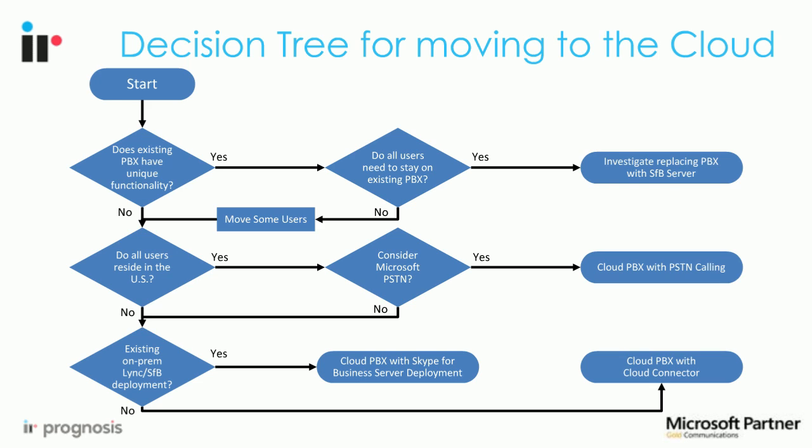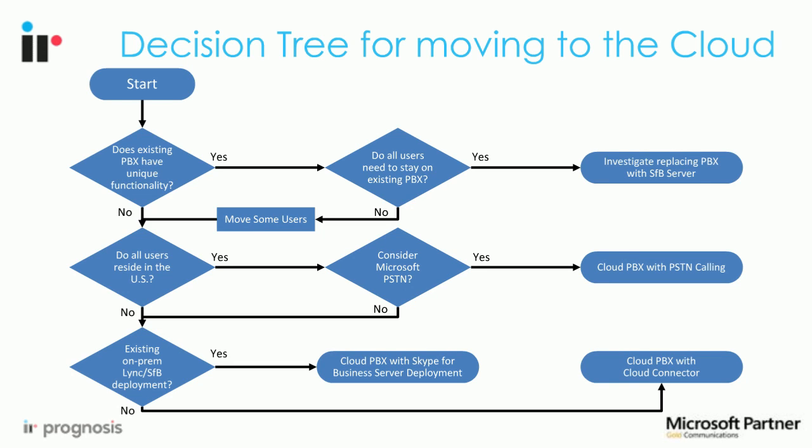If you have, then find out whether all of those users are required to stay on that PBX because of that functionality requirement. If the answer to that is yes, then investigate replacing that PBX with a Skype for Business Server. A Skype for Business Server is, I would rather call it, a fully functional PBX, but again, you cannot compare one PBX's features with another. So investigate if you can utilize that. But if all your users do not need to be on your existing PBX, then you can move some of the users to the Cloud PBX.